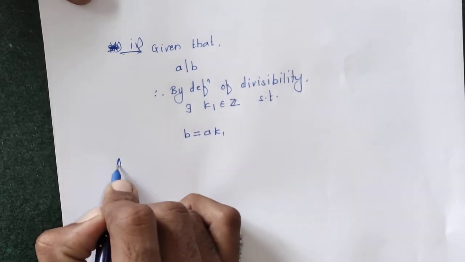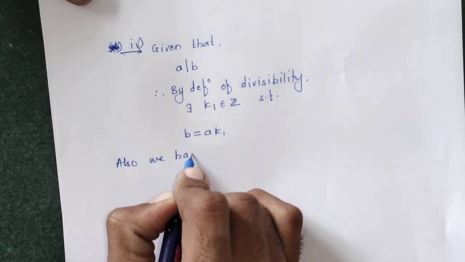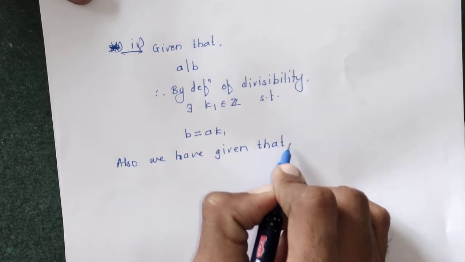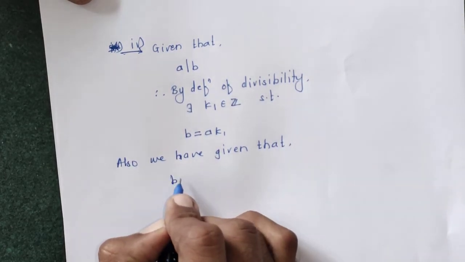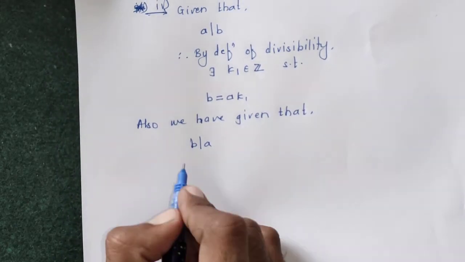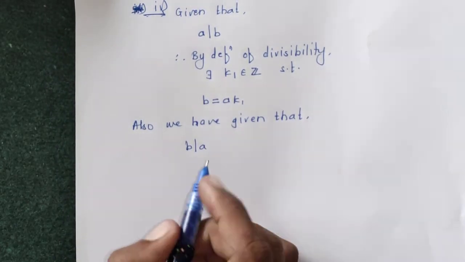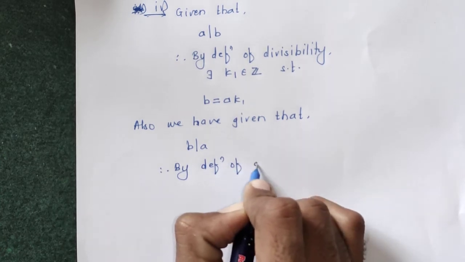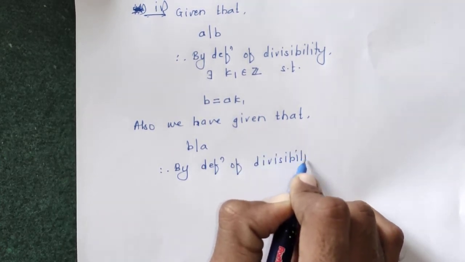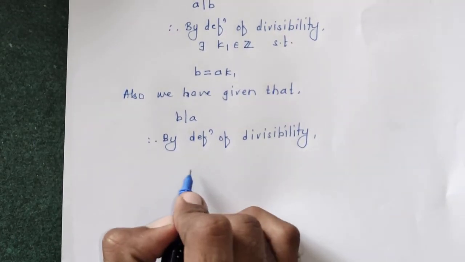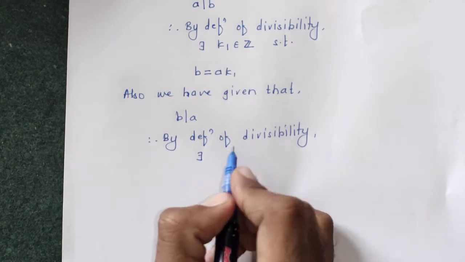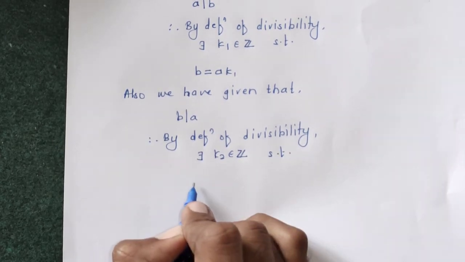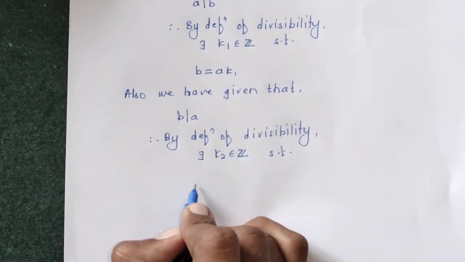Also we have given that B divides A. Again using the definition of divisibility, we can write A as a multiple of B, that is there exists an integer, suppose k2, such that A is equal to B into k2.